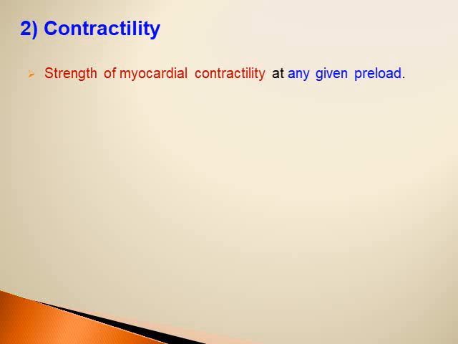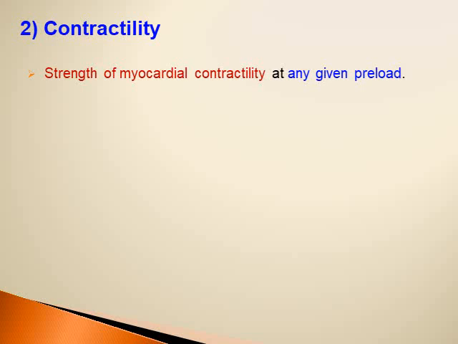The second factor is contractility. It is the strength of myocardial contractility at any given preload. So if I have a ventricle distended, let's say with 130 milliliters of blood, which is the end diastolic volume, and I provide, let's say, 100 ions of calcium, it will give me a certain degree of contraction.